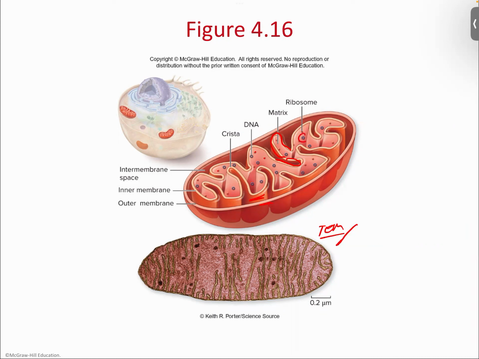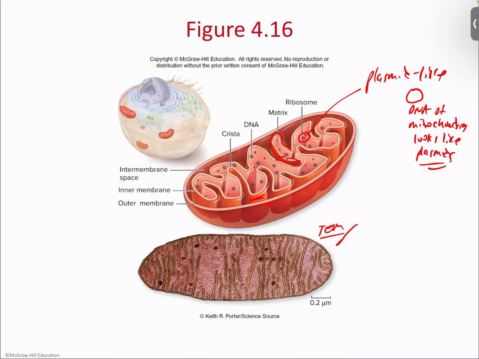But notice these little guys right here, right? Remember that I said there's a plasmid-like DNA in a bacterium? Well, these guys are plasmid-like, little circles of DNA in the mitochondria. So it looks a lot like those bacterial plasmids that we saw.